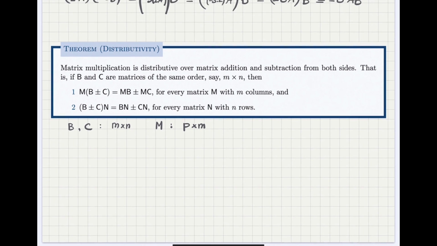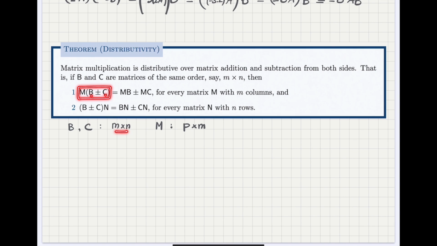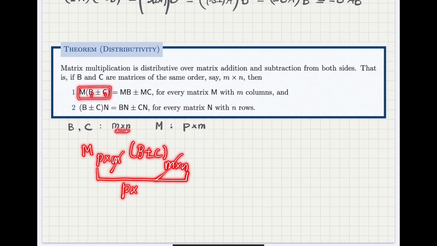So how should I prove this? First of all, I want to show that the left-hand side is a matrix of the same order as the right-hand side. But this is very simple. Let me just talk about it orally. If I ask you what is the order of the matrix sitting on the left, you would say that B and C are matrices of the order M by N. If I add them, it becomes the same order. And my matrix M is a matrix P by M. B plus C or minus C is a matrix of M by N. So the final answer of this product would be a P by N matrix.